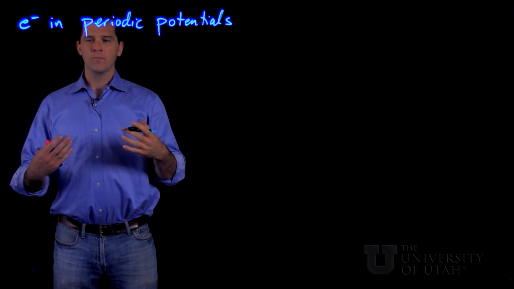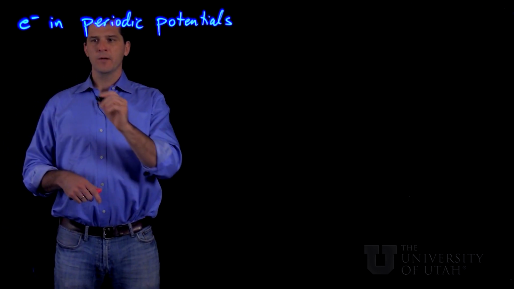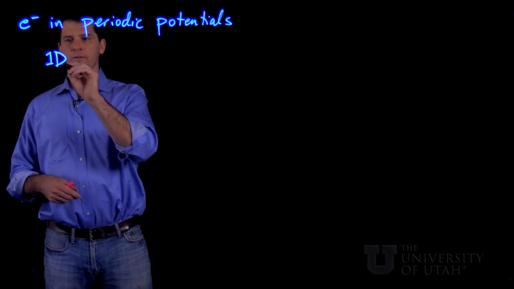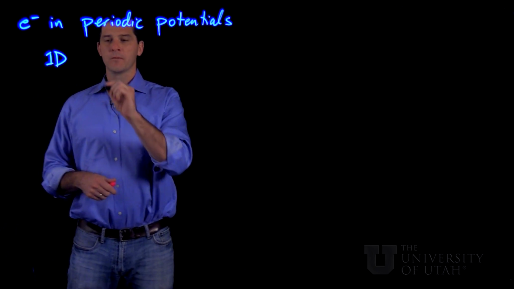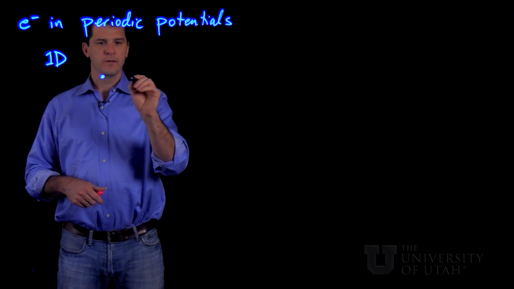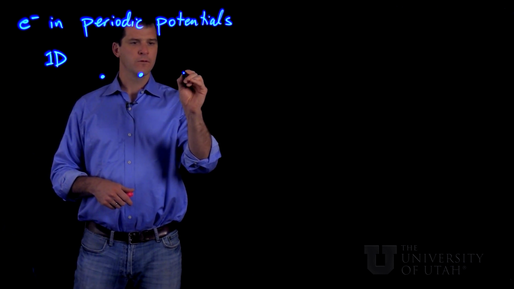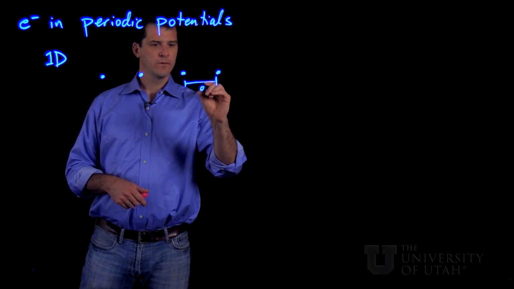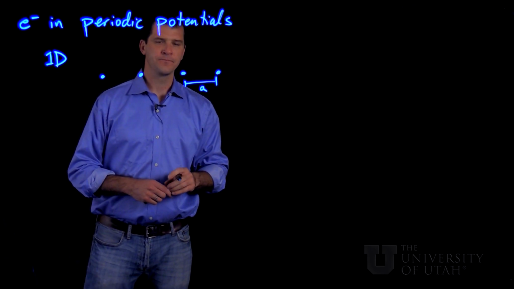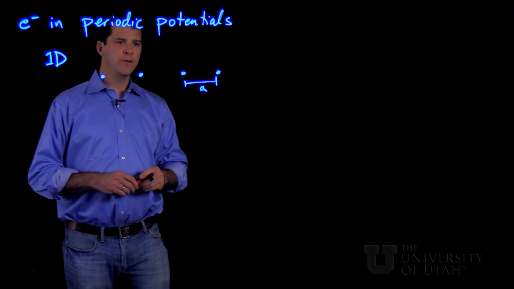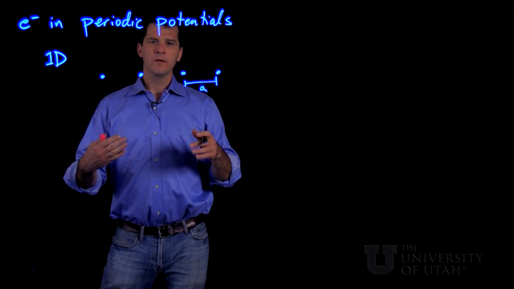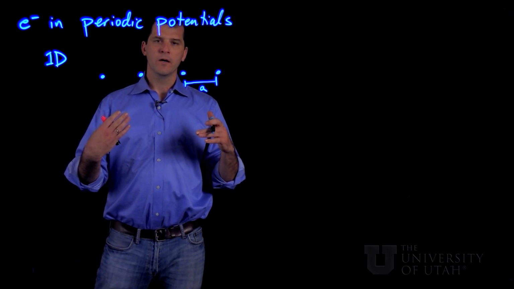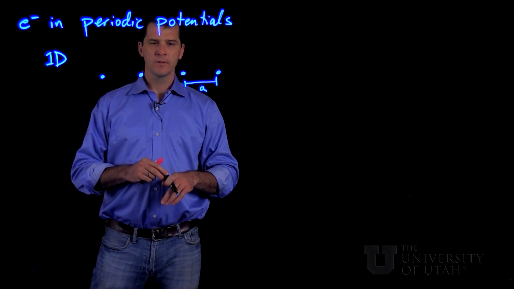And what we can think about is starting with a 1D problem to sort of get the essential physics. So we might have what we would call a chain of atoms where they're all separated by a certain distance, A. And what we want to think about is what the wave functions actually do in this periodic potential.